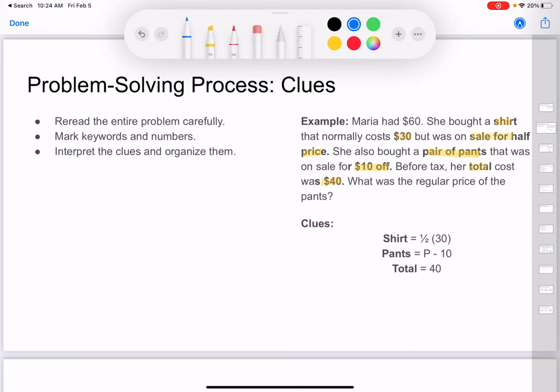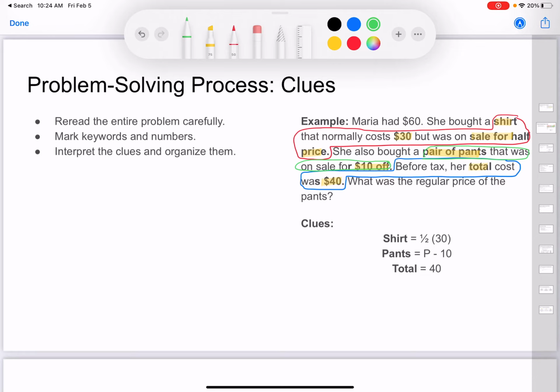Well, we got that in total she bought a shirt and a pair of pants, and the total amount she spent was $40. So the total amount she's going to spend, even with the sales, is $40. The next thing we learned is that the shirt cost was normally $30, but it was half price today. And then we saw that the pair of pants she bought was on sale for $10 off. Again, we're looking for the regular price of pants before those $10 off.